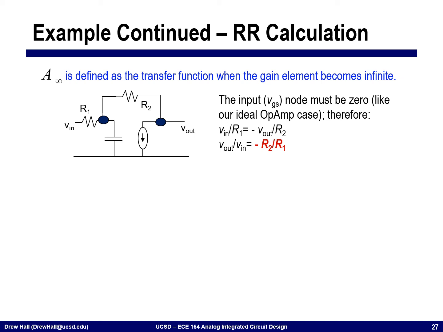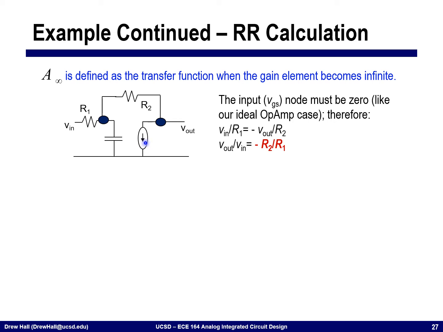All right, so next we're going to calculate A infinity. A infinity is defined as the closed loop transfer function when the gain element becomes infinite. Essentially, that's saying this transconductor is now infinitely strong. Intuitively, with our op-amp circuit, we assumed infinite gain. That meant that V plus went to V minus. It servoed out that error at the input.